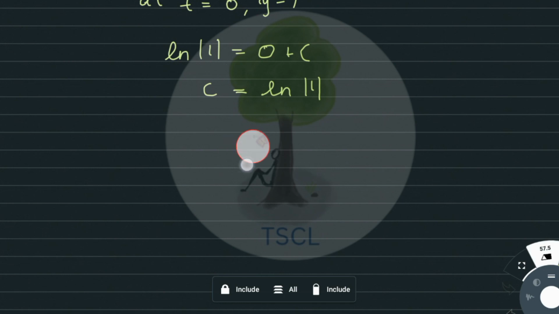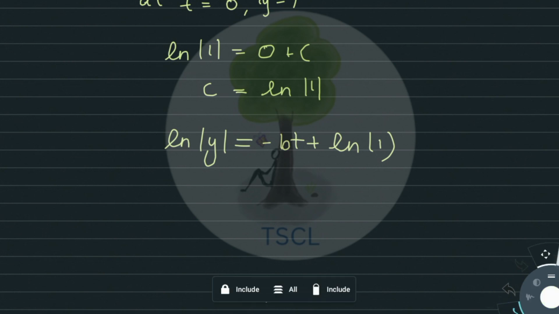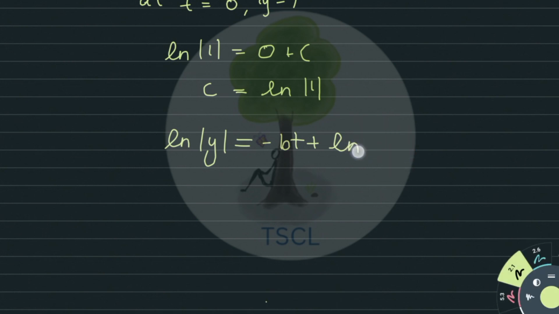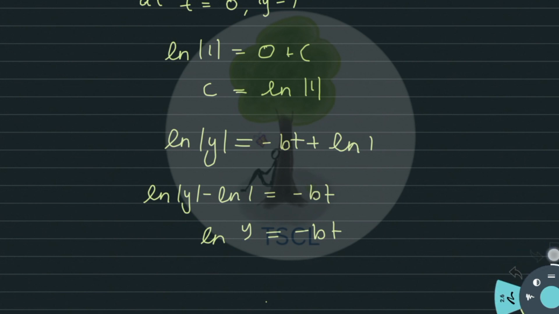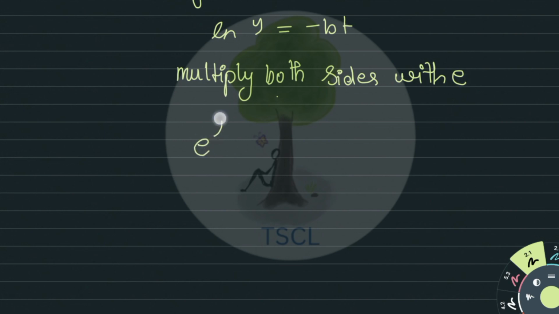Now let's substitute it into the equation. It will become ln y is equal to minus bt plus ln 1. ln y minus ln 1 is equal to minus bt. ln y is equal to minus bt. Multiplying both sides with e, e raised to ln y is equal to e raised to minus bt. y is equal to e raised to minus bt. This is the second equation.